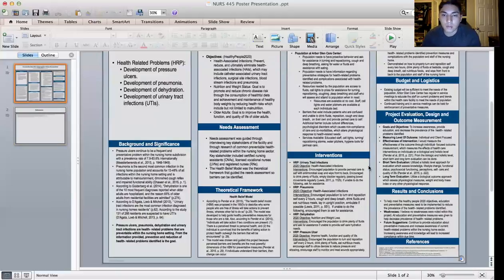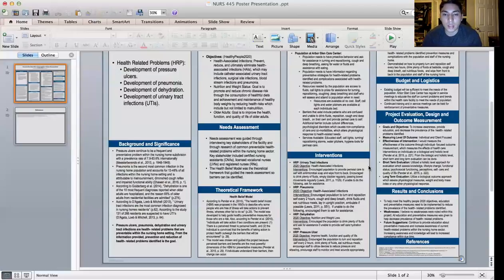And so interventions for UTIs were basically to encourage the population to provide perinatal care to self with antimicrobial soap and wipe front to back. Also encourage them to drink plenty of fluids, empty their bladder regularly, and pass bowel movements regularly. If they are unable to do the following, they need to ask for assistance.